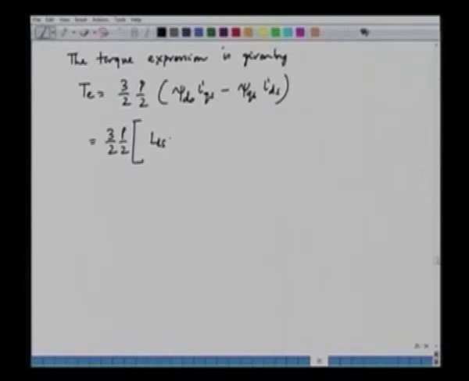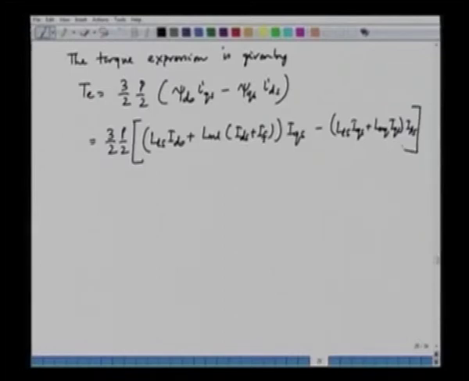LLS into IDS plus LMD into (IDS plus IF), because the damper winding currents are 0. So, we need not write the expression for the damper winding currents here. This into IQS. Similarly, for psi QS we can write down LLS IQS, this is the leakage component, and then we also have the magnetizing component LMQ into IQS, IDS.